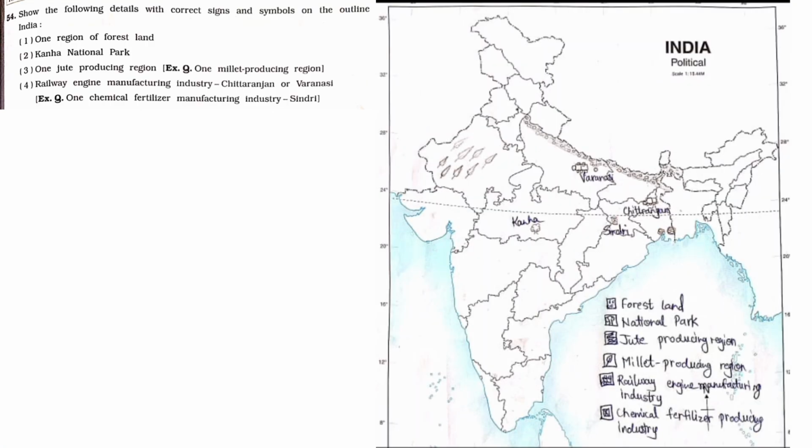Now, question number 54 is a map, that is an outline map, and you have to fill it with the given things. So, the answer map is given below. So, just have a look at it.